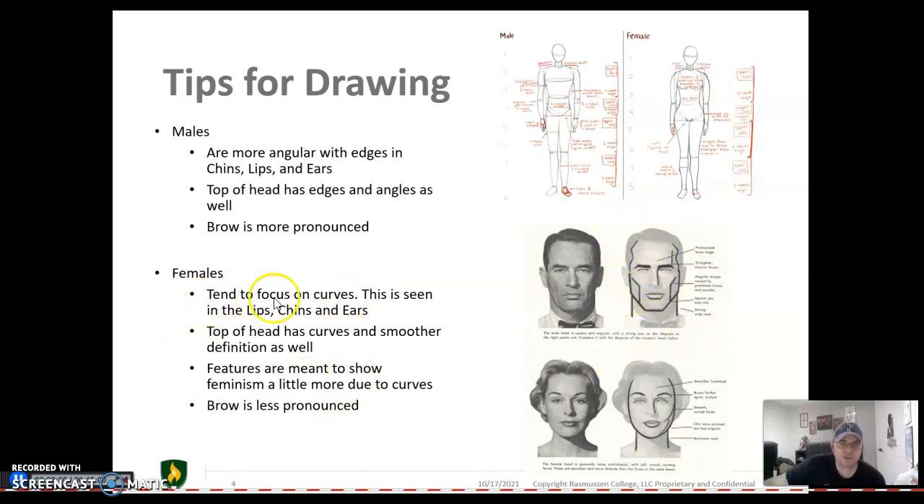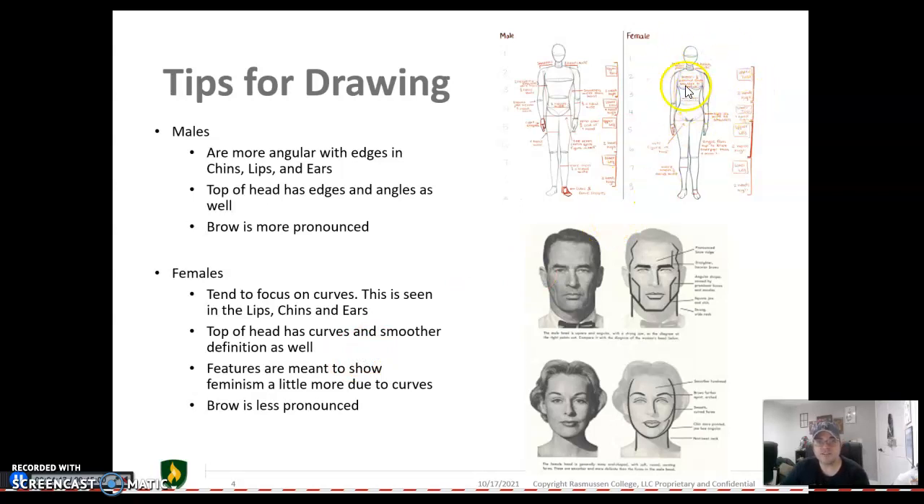Now for females, it's a little different. They tend to focus more on curves. This is seen in the lips, chins, and ears as well. The top of the head has curves, a smoother definition. Note how the head's more rounded compared to a man, which is a more angular shape. Features are meant to show a little bit more femininity due to the curves. And the brow is less pronounced. Note how the eyebrows are a little bit more recessed outward and more angled specifically. So those are some differences.